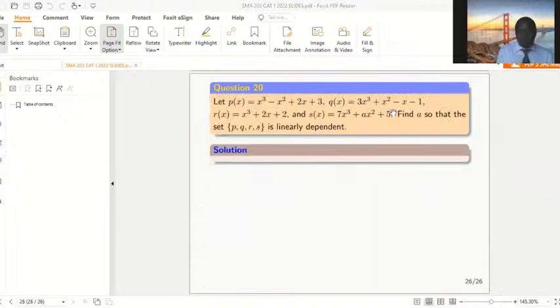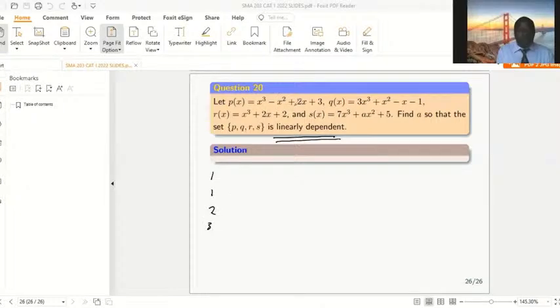Let's look at this other question. There are so many ways of doing this question, but I want us to use the knowledge of determinant, because I know that if the determinant is 0, then the polynomials are linearly dependent. So let me just write the coefficients of these polynomials. The first polynomial is 1, then negative 1, 2, 3.